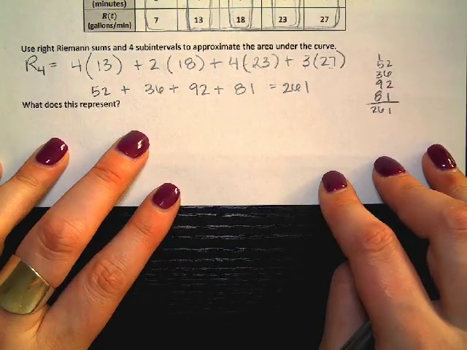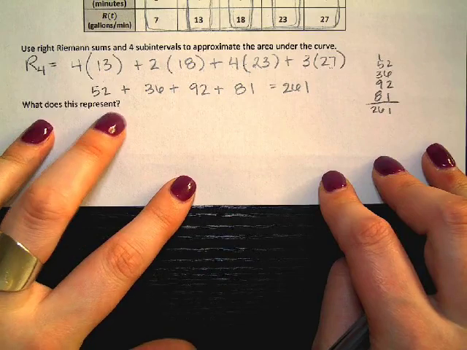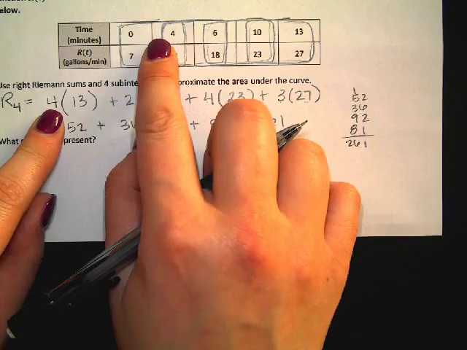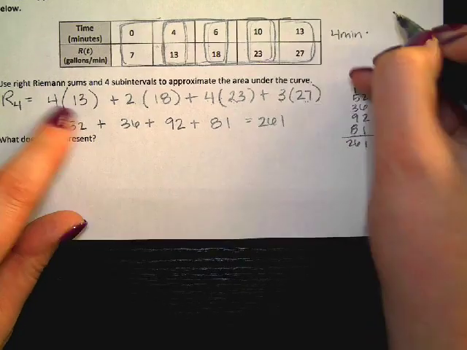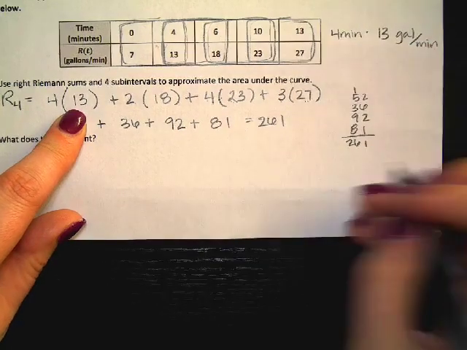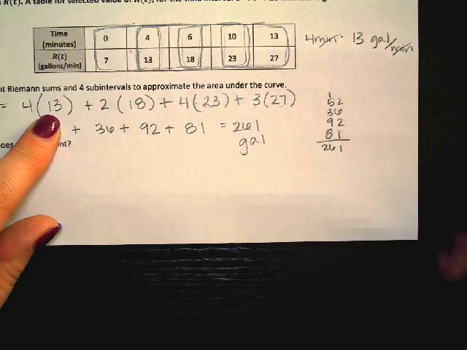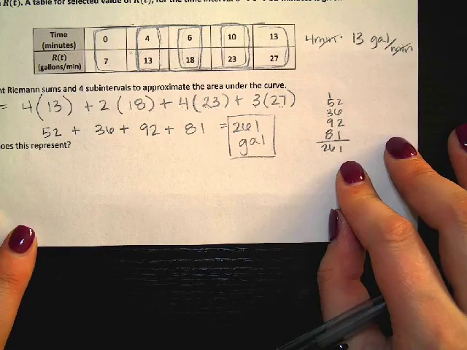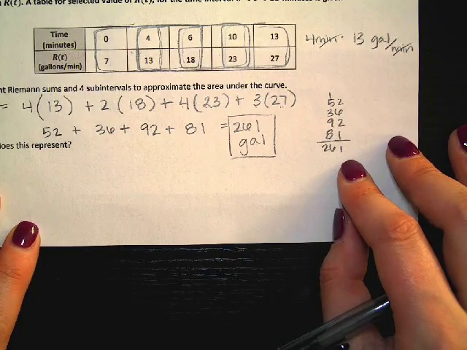That hurts my brain. All right, we have to figure out what our units are. So here's the easiest way to figure out your units. We're going to look at the units of what we multiplied. The 4 had what kind of units? Minutes. So we said 4 minutes times the 13, which had what units? Gallons per minute. When we look at that, the minutes cancel, and the answer is just gallons. It's not minutes per gallons, because you're not doing a rate of change. You're not doing derivatives.